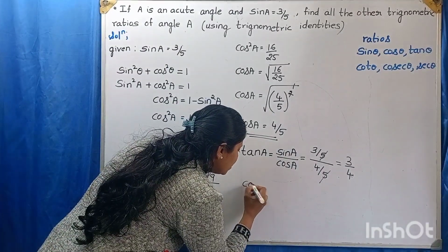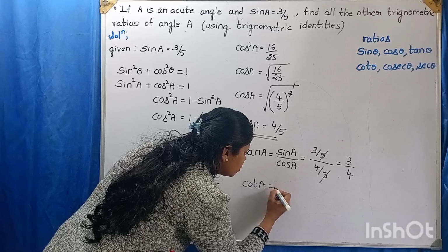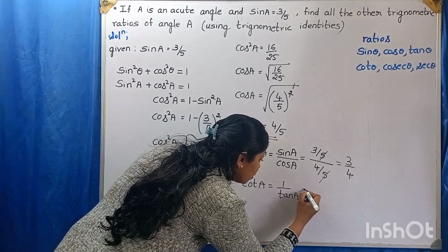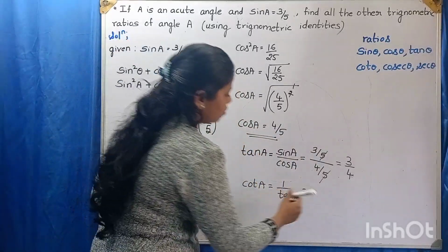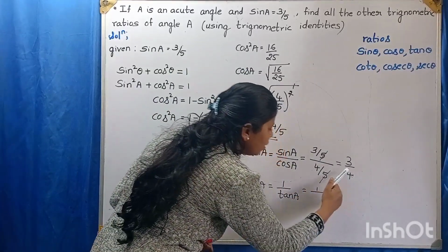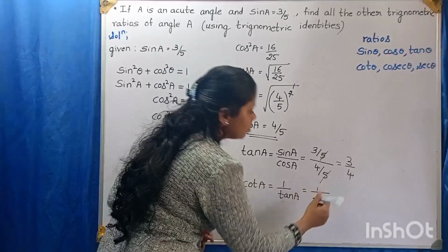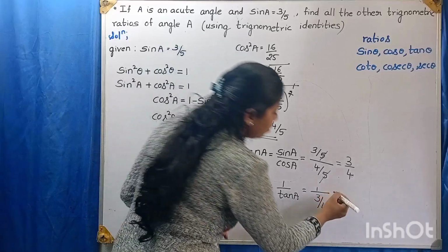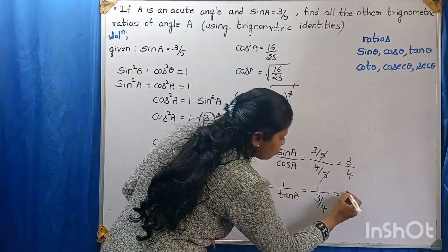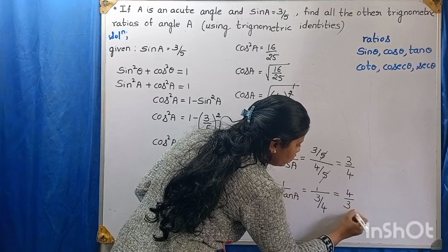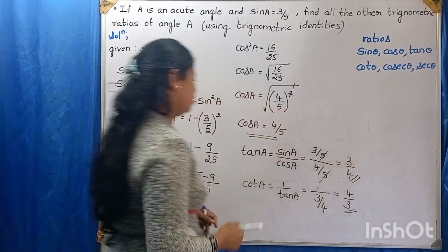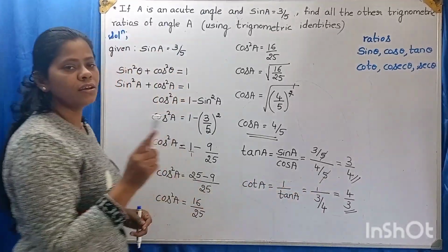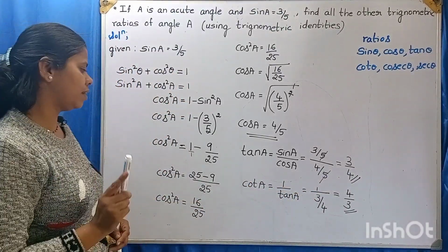Now by using this one, we can find out the value of cot A. Because cot A is equal to 1 by tan A. Therefore, we can write it as 1 whole divided by tan A. Tan A is 3 by 4. Therefore, cot A will become the reciprocal of tan A, that is 4 by 3. Tan A is 3 by 4, cot A is 4 by 3, because cot A is the reciprocal of tan A.